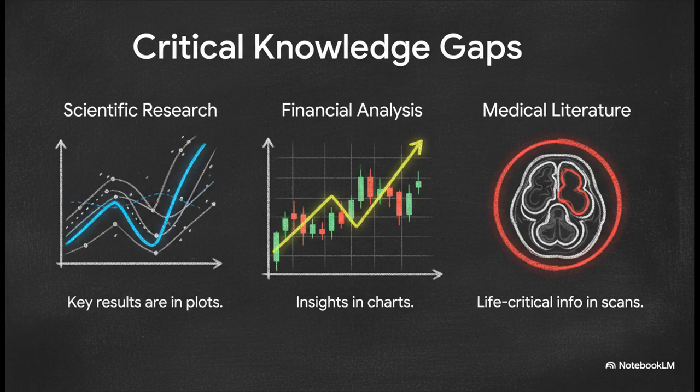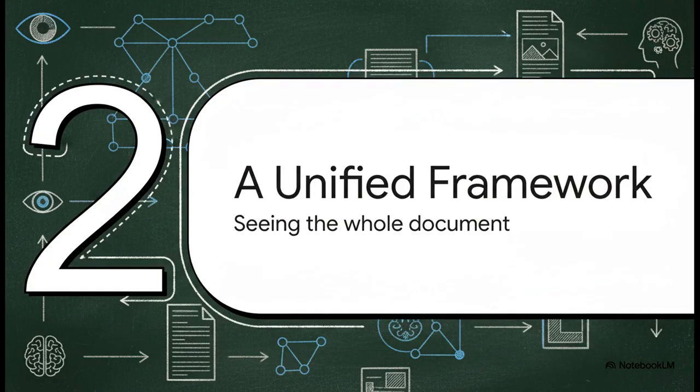And look, this isn't some academic what-if problem. This has massive, real-world consequences. Think about it. In scientific research, the big aha moment is almost always in a graph. In finance, the market trends are right there in the charts. And in medicine, life and death information is sitting in scans and data tables. When an AI skips over all of that, it's not just missing data. It's missing the entire point. So what do we do about it? How can we possibly teach an AI to see the whole document, the words, the pictures, everything all at once?